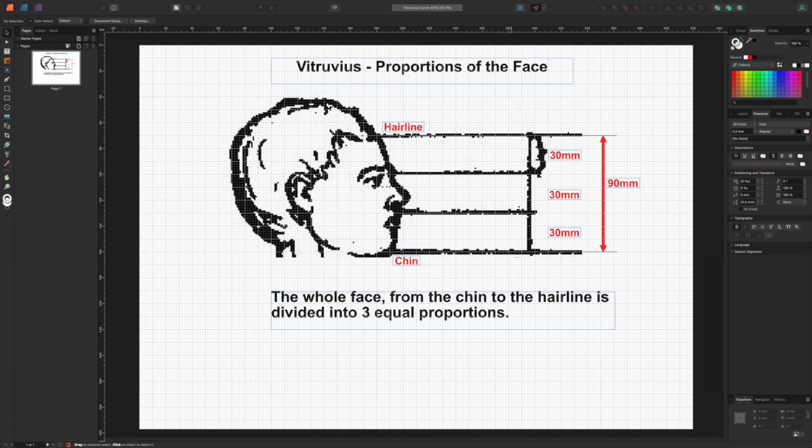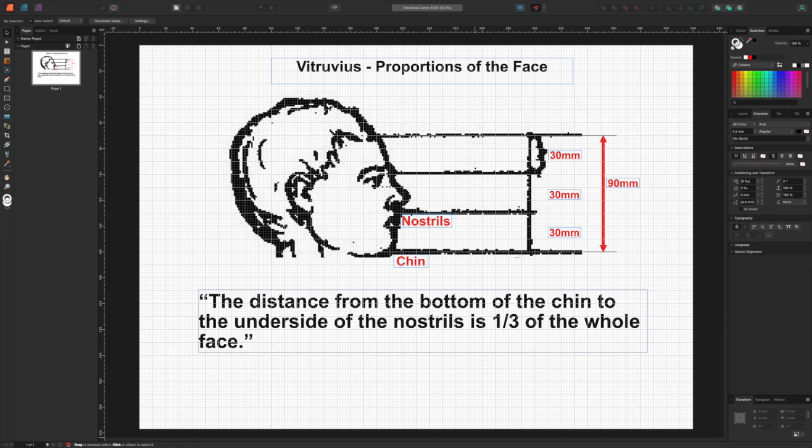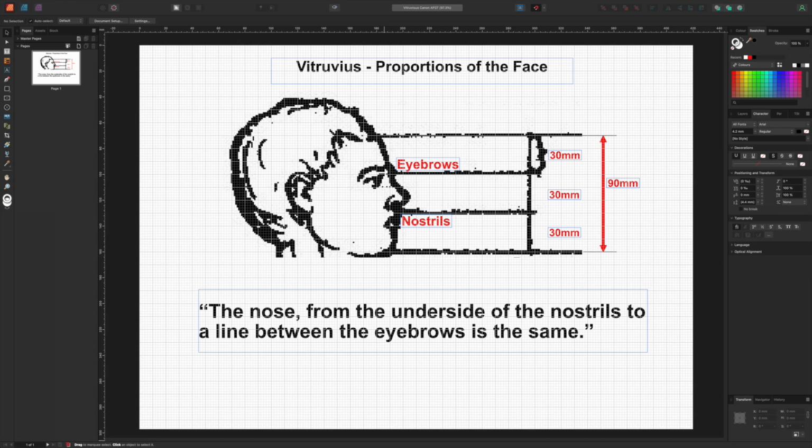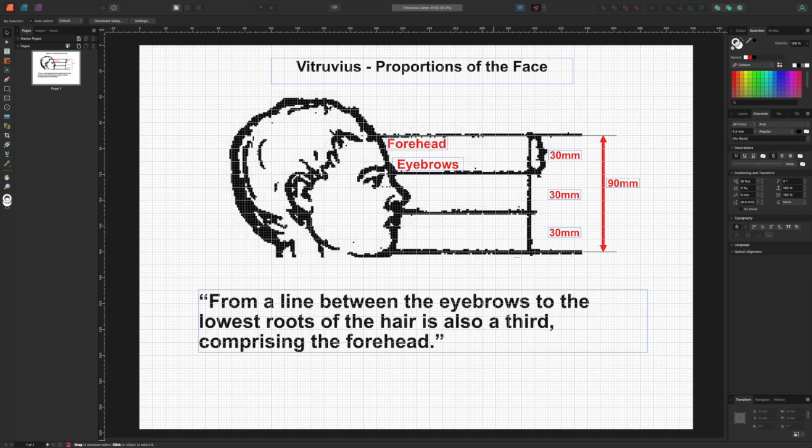Vitruvius also divides the whole face from the chin to the hairline into 3 equal proportions. The distance from the bottom of the chin to the underside of the nostrils is 1/3 of the whole face. The nose from the underside of the nostrils to a line between the eyebrows is the same. From a line between the eyebrows to the lowest roots of the hair is also 1/3, comprising the forehead.